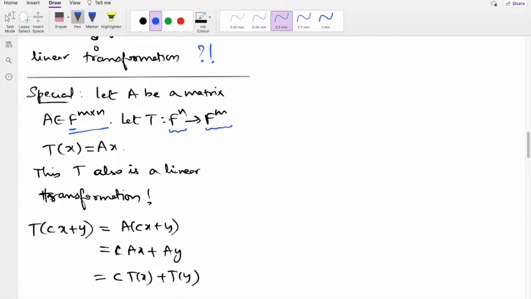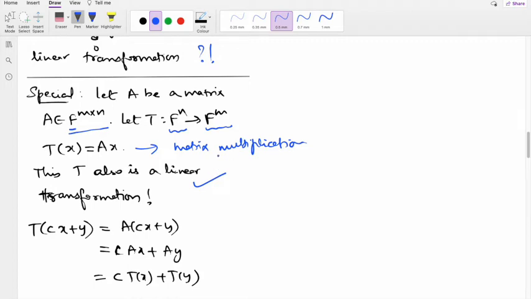So what does T take you? T takes an element of this vector space F^n, some n-tuple of scalars, and maps it onto a tuple in the F^m space, right? And the definition is T(x) = Ax. That is basically your matrix multiplication. Now you need to show that T is also a linear transformation.